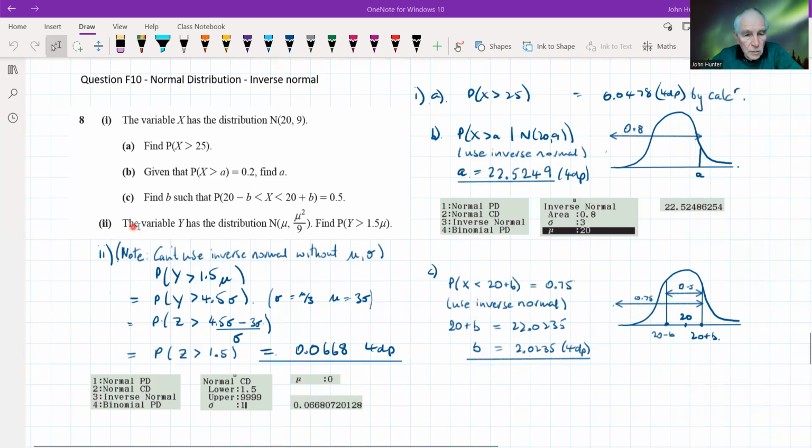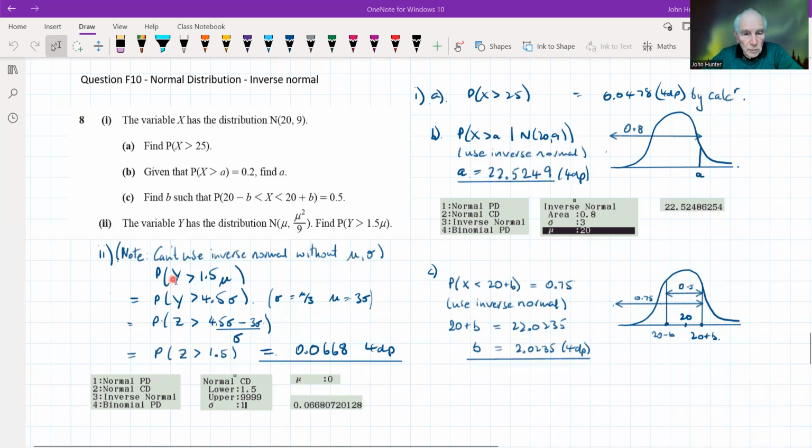Now this part 2 here: the variable y has the distribution normal, mu and a variance of mu squared over 9. Find the probability that y is greater than 1.5 mu. Now, this looks a bit unusual, doesn't it? The main point here is we cannot use the inverse normal. If we haven't got the mean and standard deviation, we've got nothing to plug into those spaces on the calculator. So this is where we basically have to go back to using the standard normal. This is another way of testing knowledge of the standard normal.